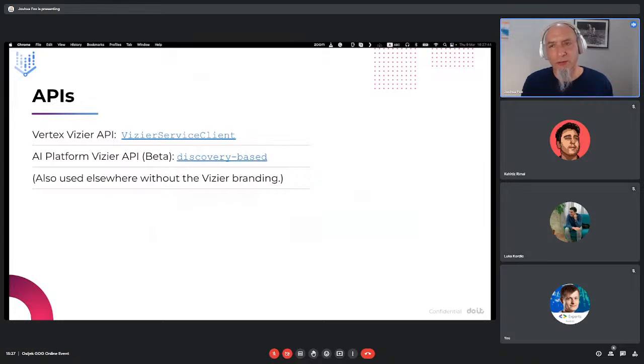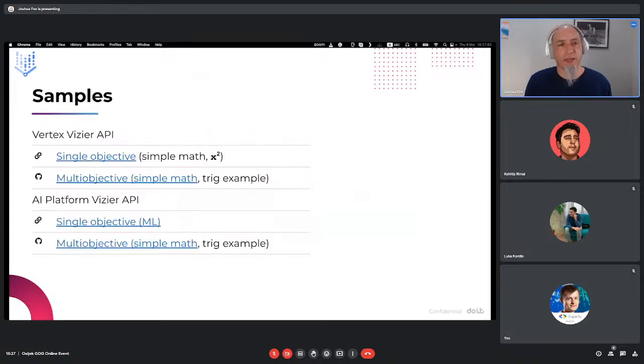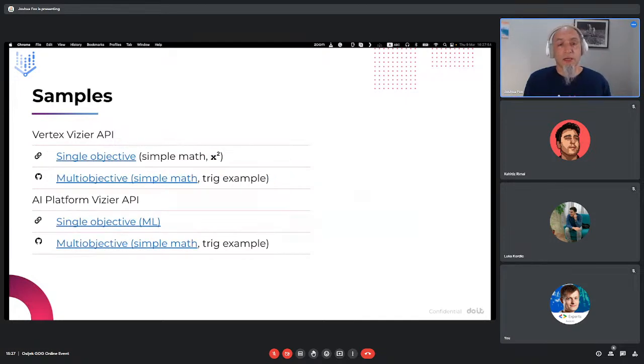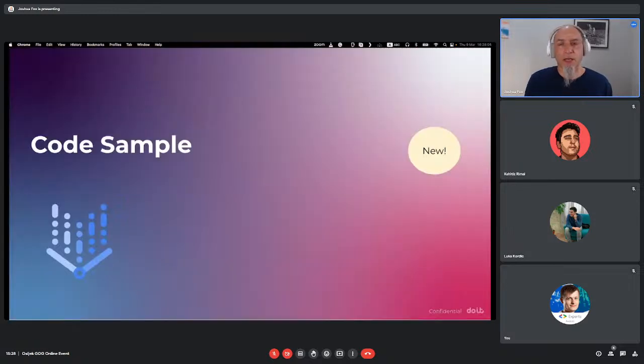And you may find as you go through different documentation that the same things are used without the Vizier branding. It's also used extensively inside Google for internal purposes. There are very few samples out there, and Google did not even release a machine learning example for the Vertex Vizier API. They did for the AI platform.